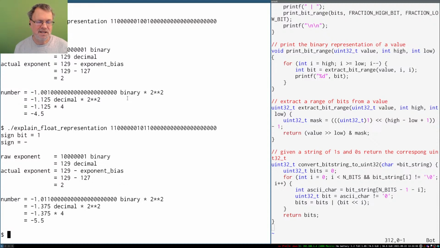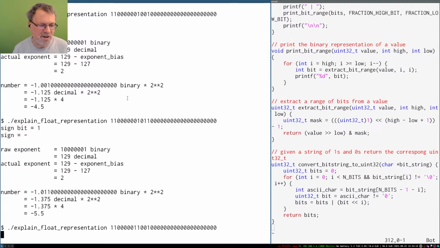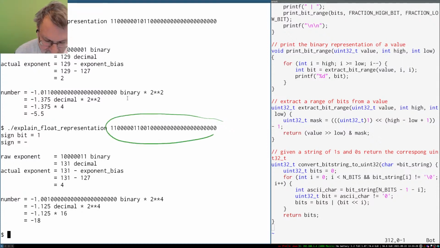Oh, well, that's a fail. Negative 5.5. What did I do wrong there? I didn't manage to change the exponent because I edited the wrong bit. I changed the fraction. But if I was clever, I could do that. That will be negative 18 for sure. And it did. Look at that. So I can fiddle with this, and for any bit pattern, work out what number that is.